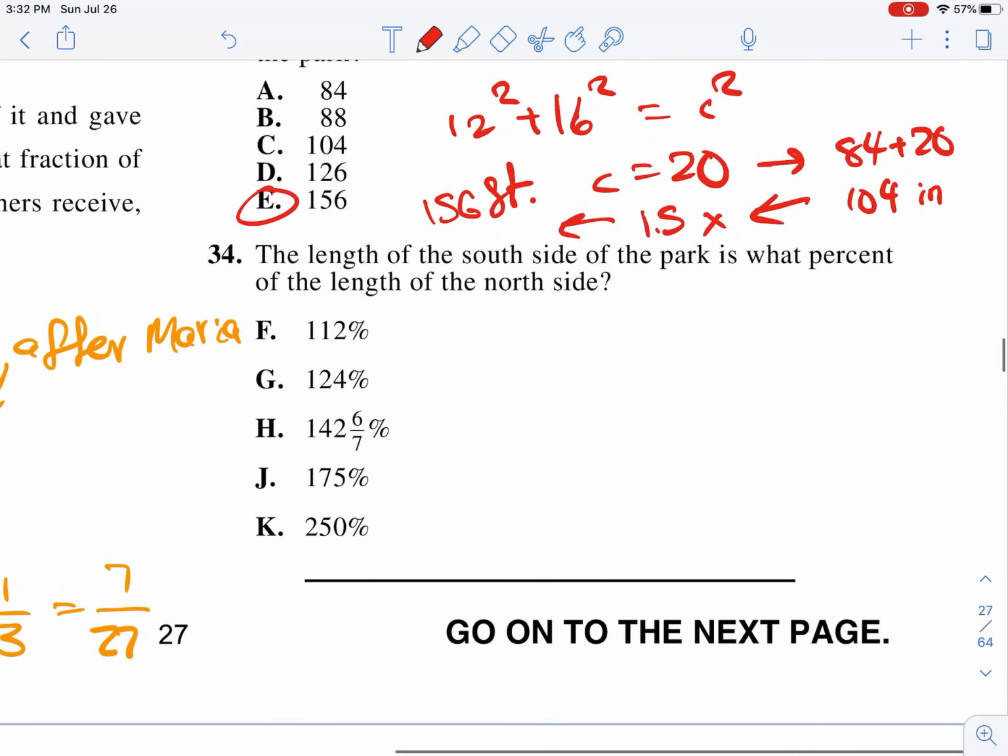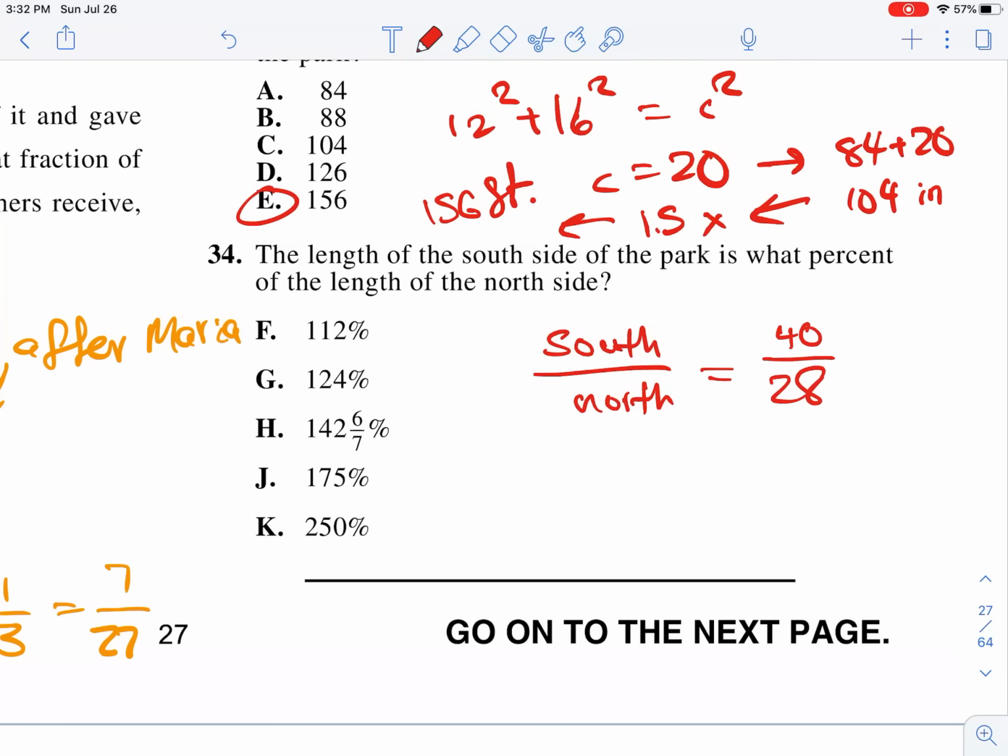Length of the south side is what percent of the north side? So we're going to basically just divide south by north. We're not going to do the opposite because, I mean, if you did, let's just do this. I'll just show you. So it's 40 divided by 28. You should get this number here. 34 is H. Just do that on your calculator. You get 1.42, and it goes on. So this is the closest answer.